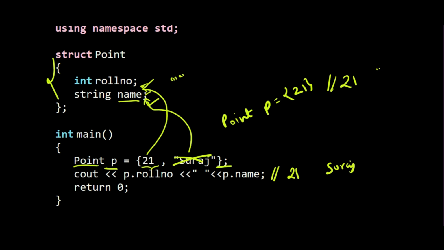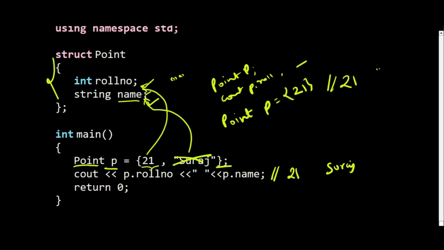Now suppose we are not defining any values. Suppose we are just writing point p and then trying to access p.roll number and p.name. In this case, what happens? The values are not initialized and hence they will have some garbage value.